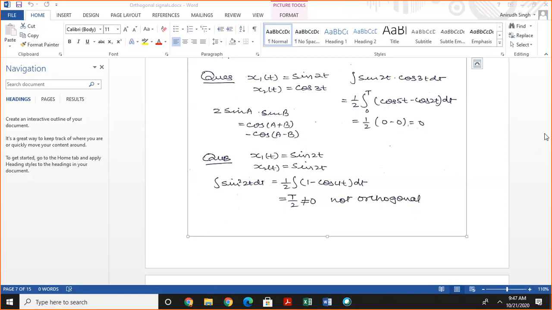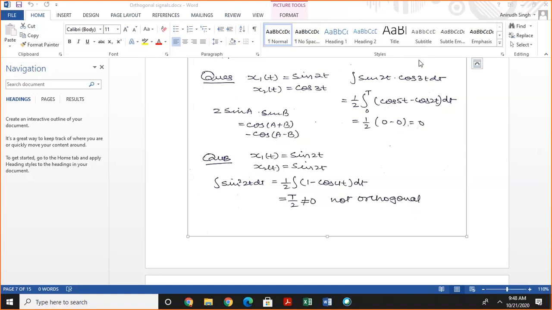Similarly, x1(t) is equal to sine 2t, and x2(t) is equal to cos 2t. Determine whether these two signals are orthogonal or not. Then we do x1(t) multiplied by x2(t) dt, and we get this. The average value of this is 0 and the average value of this is also 0. So we get 0. It means that these are orthogonal.